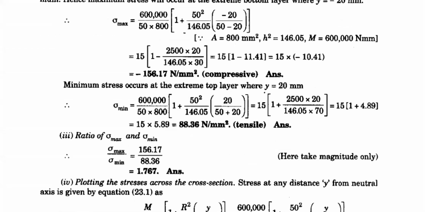Up to this point, you are having a common approach for any problem. See, first, you try to identify the location of your neutral axis. Second, you try to determine your h square value. And third is calculating the maximum stress and minimum stress values. These are the only three steps required for determining any kind of values you require for a problem.